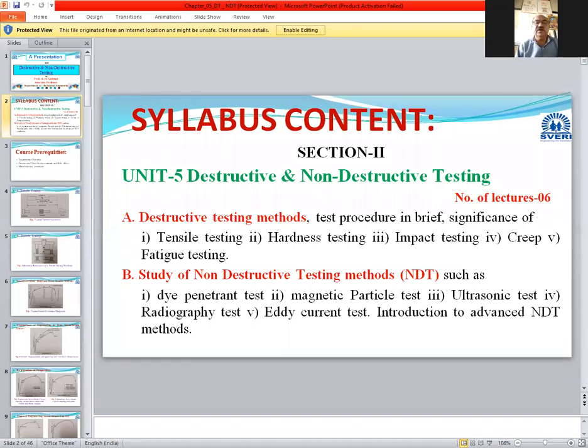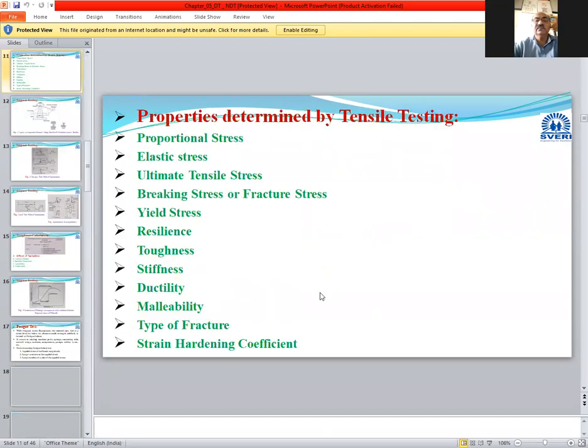Difference between destructive and non-destructive, component in the assembly, etc. Okay, so let us go to the next PPT.